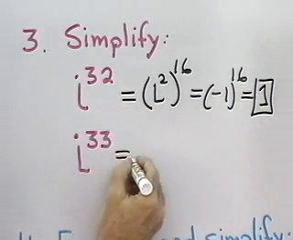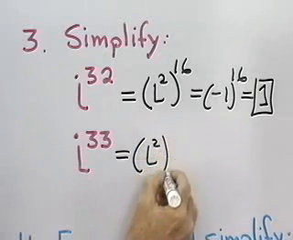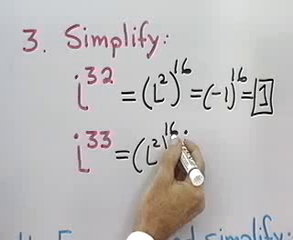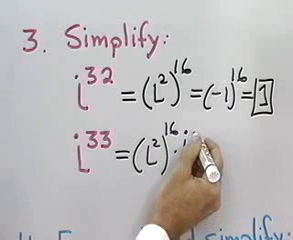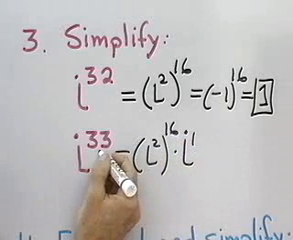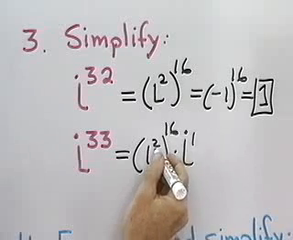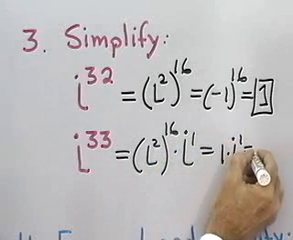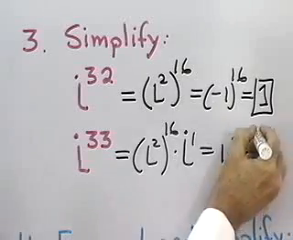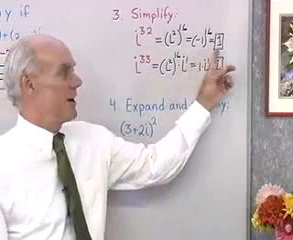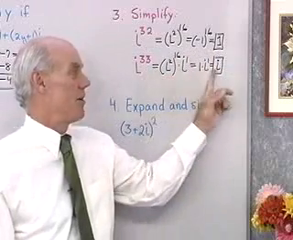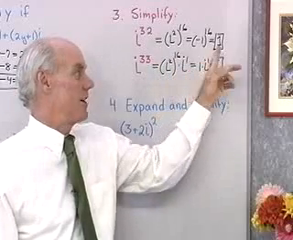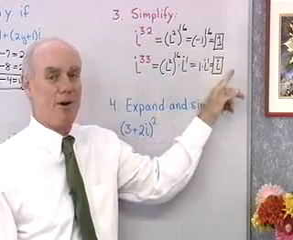I to the 33, I'm going to do the same type of thing. I'll write this as i squared to the 16th times i. So 2 times 16 is 32 plus 1, that's the exponent right here, adds up to 33. I squared to the 16th power I know is 1, times i to the 1 gives me just i. So i to the 32nd power simplifies to just 1. I to the 33rd power simplifies to i. Every integer power of i will simplify to either 1, negative 1, i, or negative i.